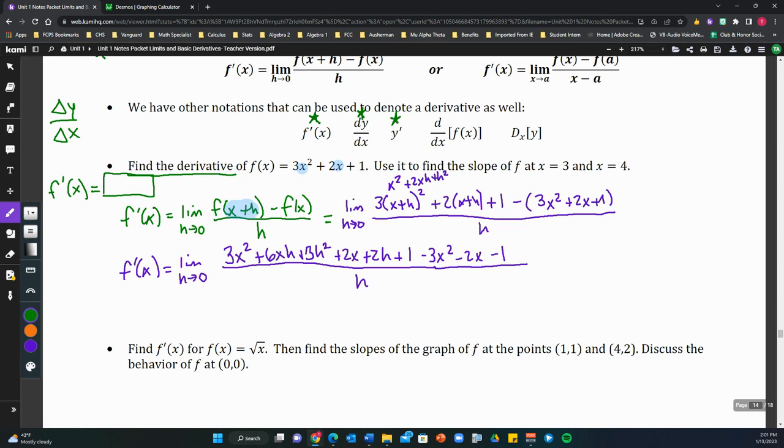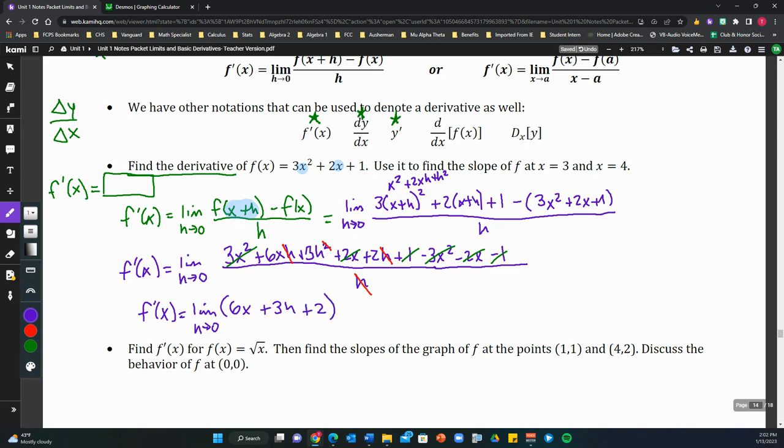So the only way for this process to work is for us to cancel out all of the non-h factors, or excuse me, terms. So 3x squared, negative 3x squared, 2x and negative 2x, 1 and negative 1. By canceling all of those out, everything that remains has a factor of h, which we can reduce with the denominator and then take the limit. So a factor of h from all of these remaining terms and the denominator leaves us with the result that f prime is equal to the limit as h approaches 0 of the expression 6x plus 3h plus 2.